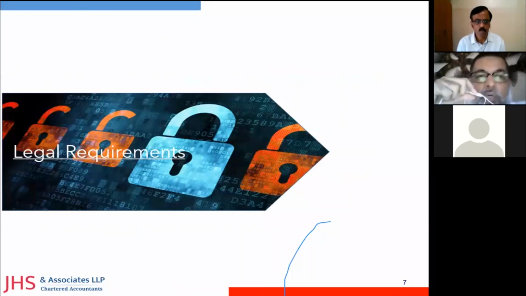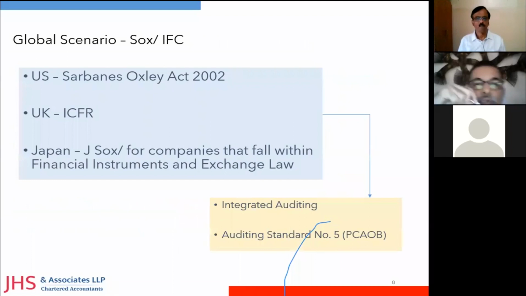Let's quickly take a look at the global scenario on the subject of internal financial controls. The advent of internal financial controls originated in USA in the name of Sarbanes-Oxley Act 2002. So it's a 2-decade-old concept. In India, it is a concept that is about 5 to 6 years old. However, in US, it is a 2-decade-old concept, with the flurry of fraudulent financial reporting that happened in US.